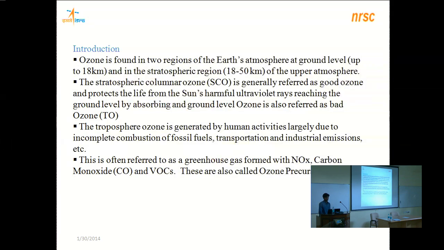Tropospheric ozone is generated by human activities, largely due to incomplete combustion of fossil fuels, transportation, and industrial emissions. It is mainly affected by NOx, carbon monoxide, and volatile organic compounds. These are called ozone precursors.